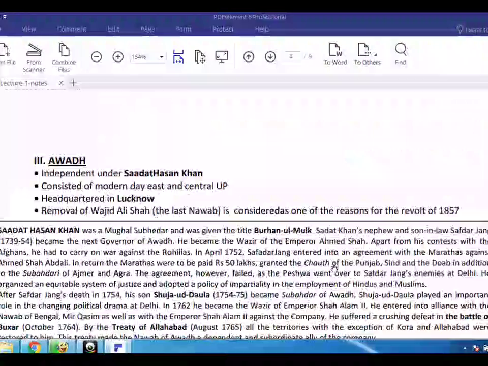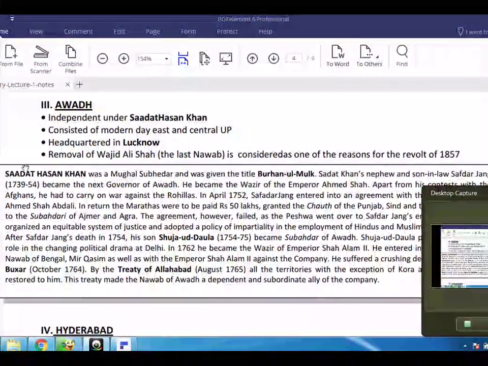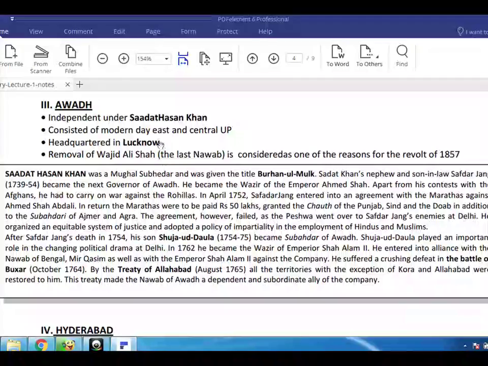From within the Mughal Empire, governors emerged as rivals of the Mughals. I. Awadh, independent under Saadat Ali Khan, consisted of modern-day East and Central Doab, headquartered in Lucknow. The removal of Wajid Ali Shah to Lucknow is considered one of the reasons for the revolt of 1857.